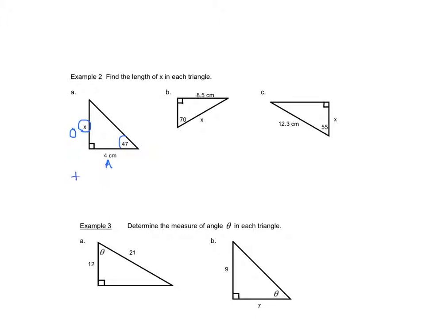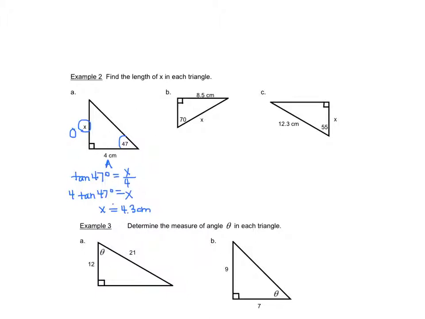So we would say tan 47 degrees equals opposite over adjacent. Now to solve for x, we're going to multiply both sides by 4. And using your calculator, we find that x is approximately 4.3 centimeters long. Typically, we round missing side lengths to the nearest tenth and angles to the nearest whole degree, unless specified otherwise.